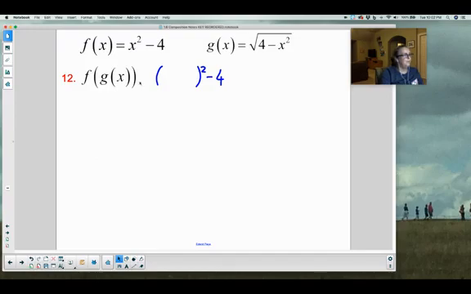Easier if I just did the problem, wouldn't it? Okay. So this is f of g of x. F is on the outside. So we're looking at something squared minus 4. What is our something? What's our input? It's g of x. So this has to go in there.